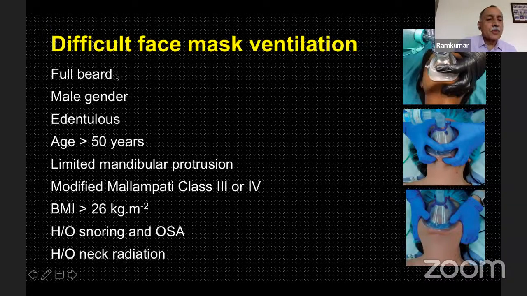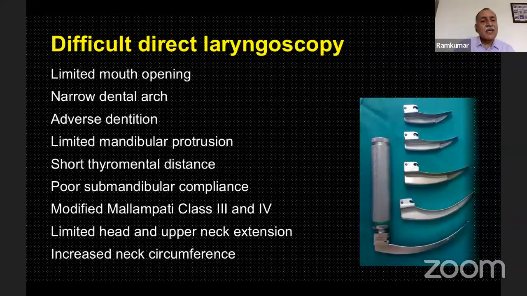Now, presence of a full beard in the male gender who's edentulous, over the age of 50 years, and having a body mass index that is more than 26 kilogram per meter squared was beautifully summarized by Langeron et al. in the year 2000 as 5 of the factors that add on to difficult face mask ventilation. To this, we can say modified Mallampati class 3 or 4, history of snoring, neck radiation, and limited mandibular protrusion. All of these we need to look for when we do an airway evaluation.